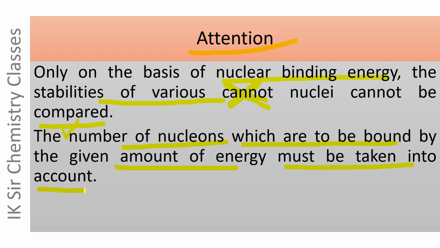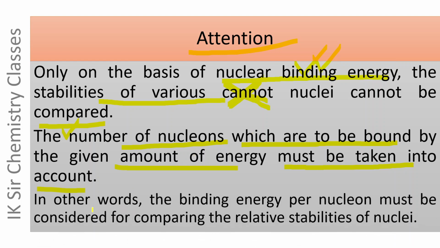Let us see it again. Merely on the basis of nuclear binding energies, the stabilities of various nuclei should not be compared. The number of nucleons which are to be bound by the given amount of energy must be taken into account. In other words, the binding energy per nucleon must be considered for comparing the relative stabilities of various nuclei.